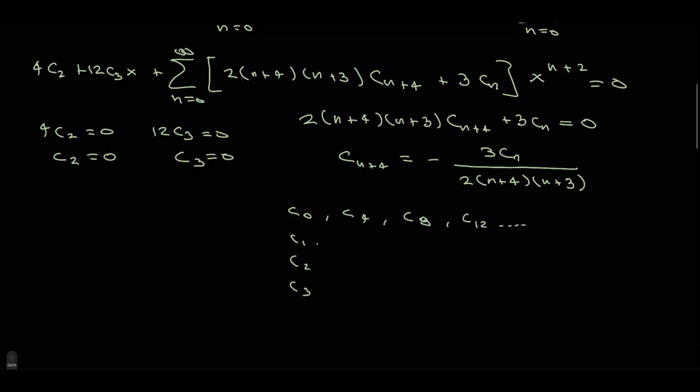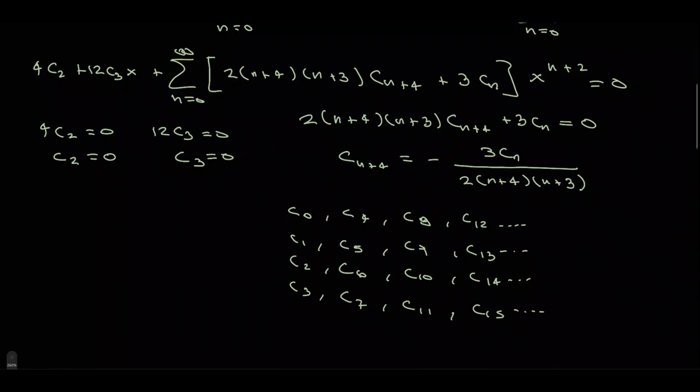And then for the second chain, c sub 5, c sub 9, c sub 13. For the third chain, 2 plus 4, that's c sub 6, plus 4, that's c sub 10, plus 4, that's c sub 14, etc. And for c sub 3, plus 4, that's c sub 7, plus 4, that's c sub 11, and c sub 15.